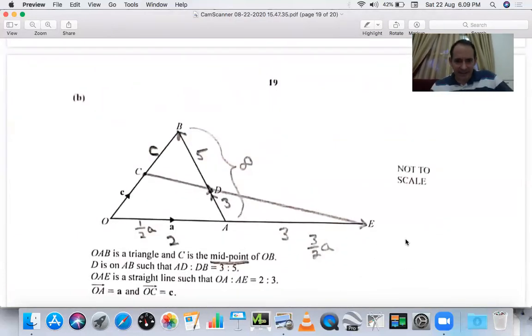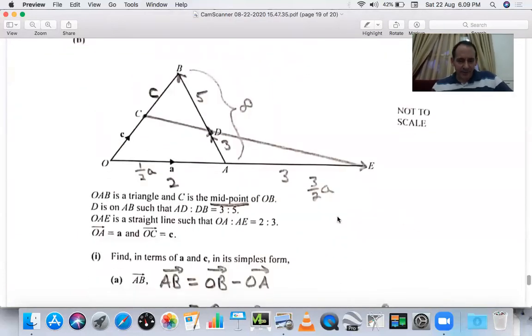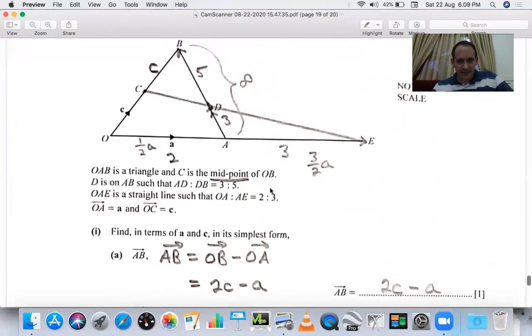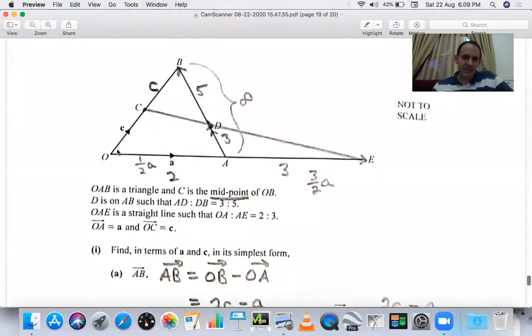Now on to page 19, we have vectors. And here we have this diagram. So notice that C is the midpoint, and this vector C only goes from O to C. So if C is the midpoint, then that means from C to B is also a little C vector.